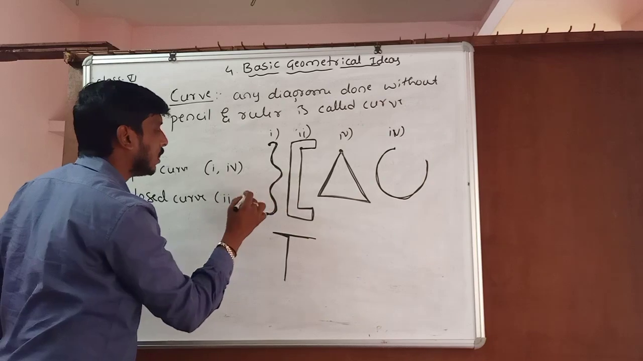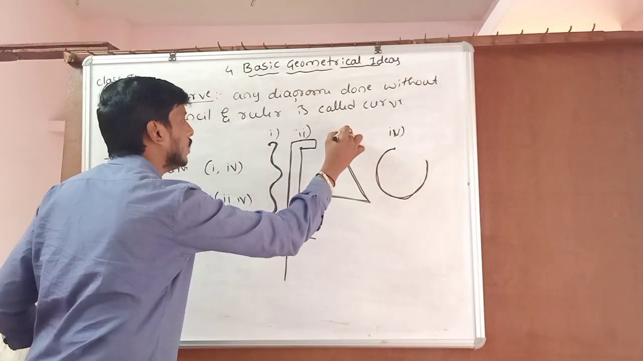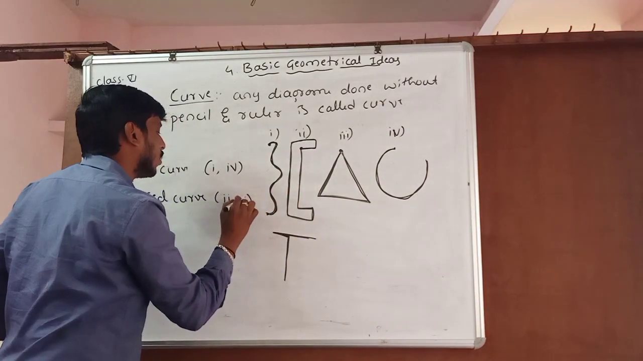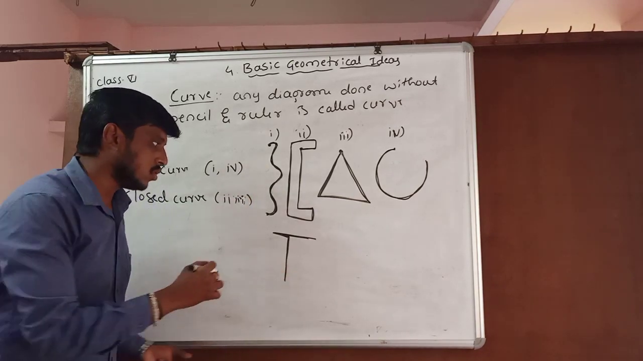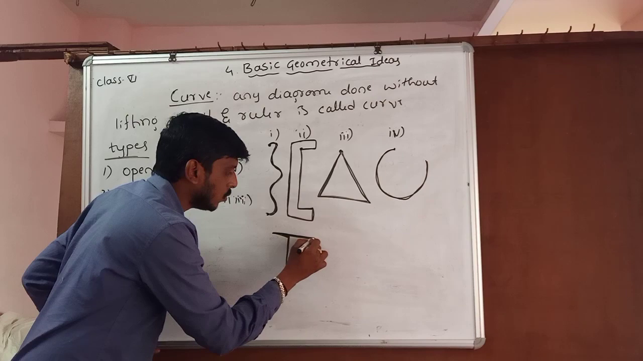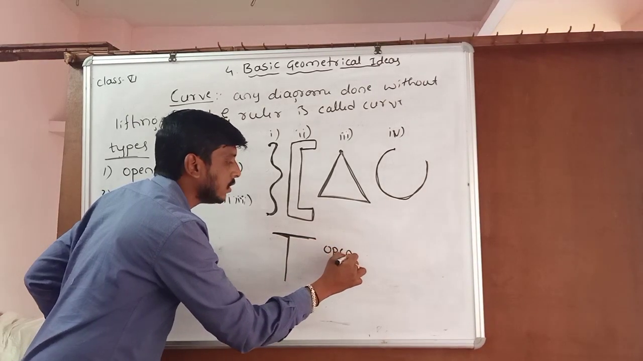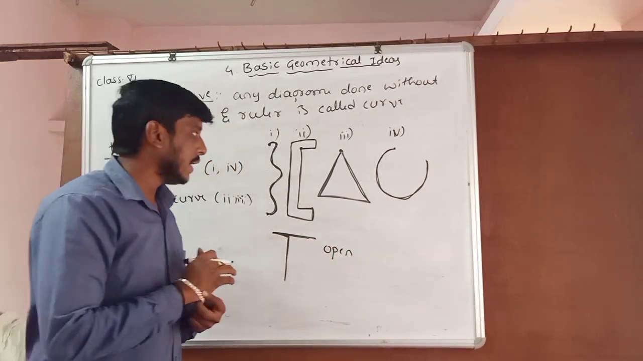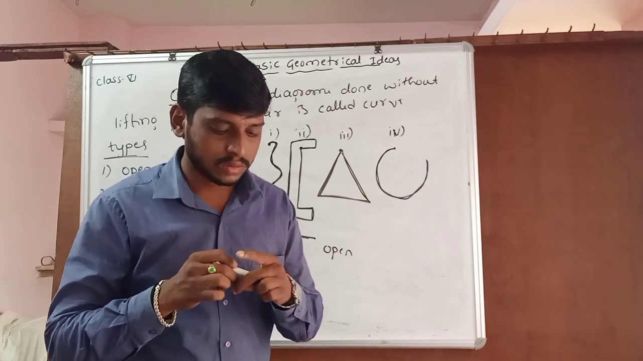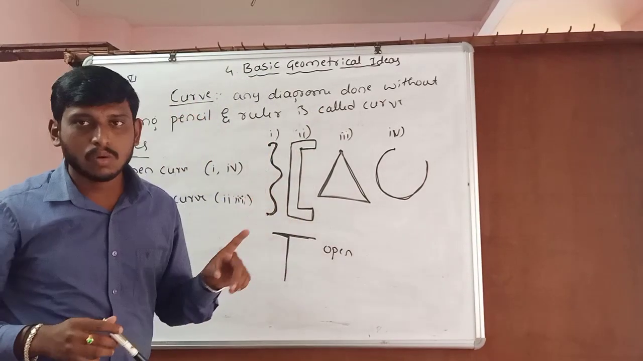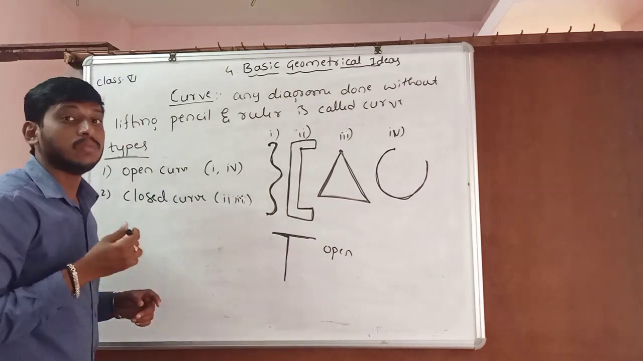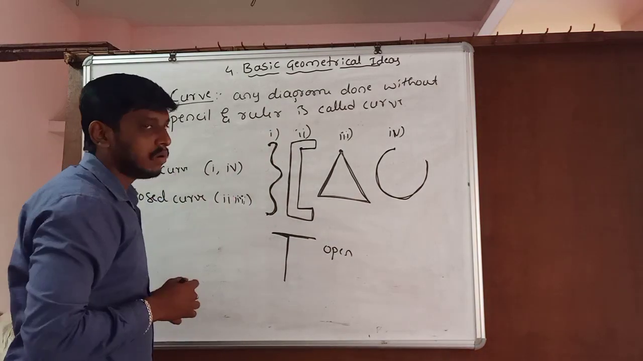So here second and third one, sorry, second and third one is what? Closed curve. What about the fifth one? It is also open. It is also open curve. So you got the idea? What do you mean by curve? Curve is nothing but any diagram done without lifting the pencil and without using a ruler.